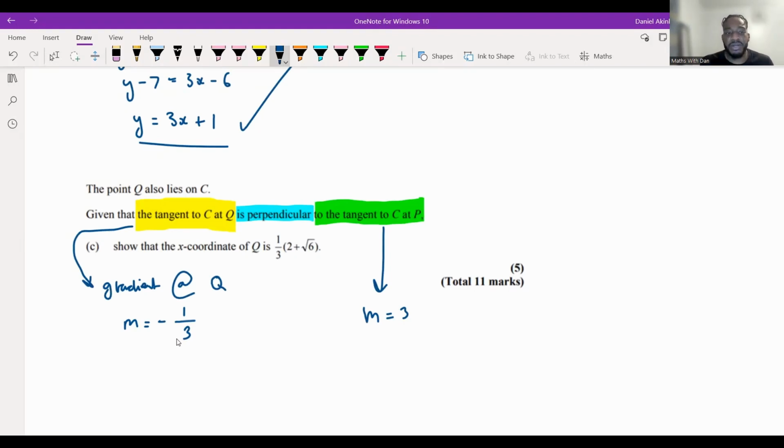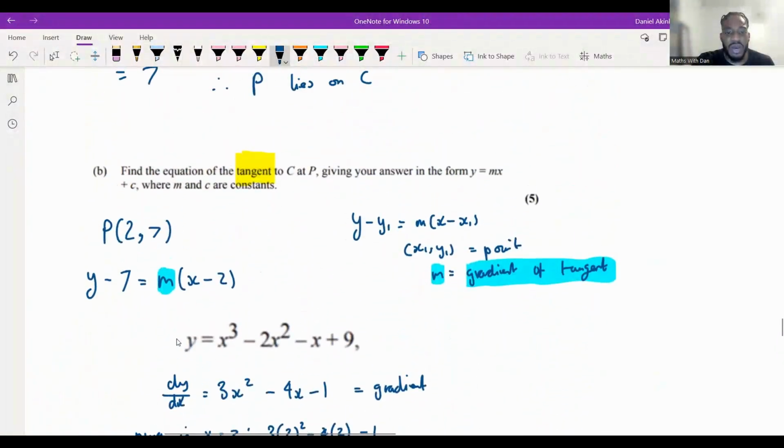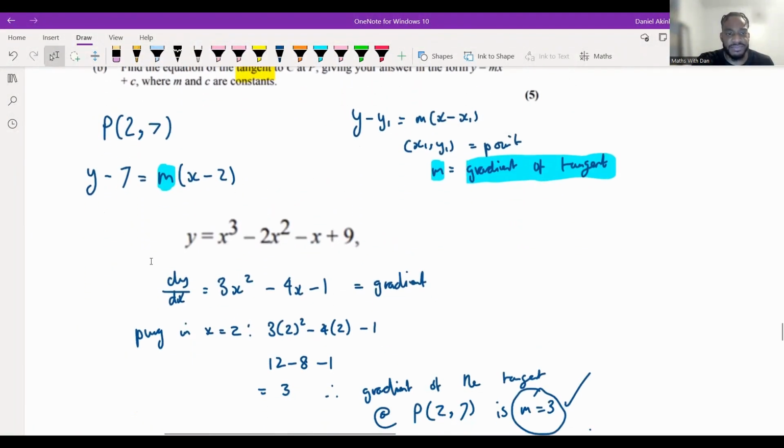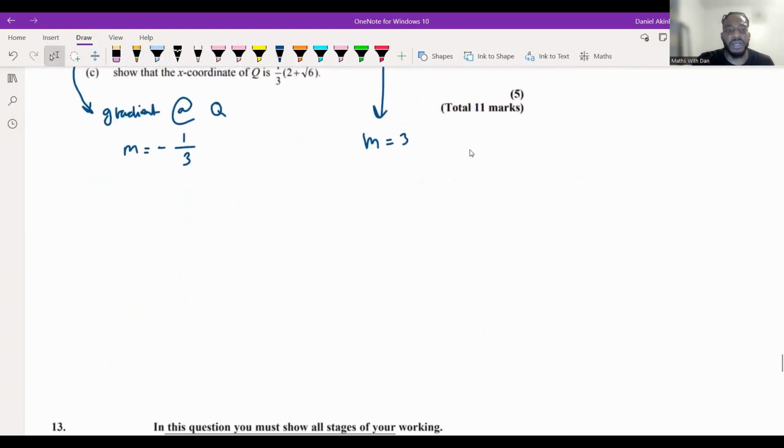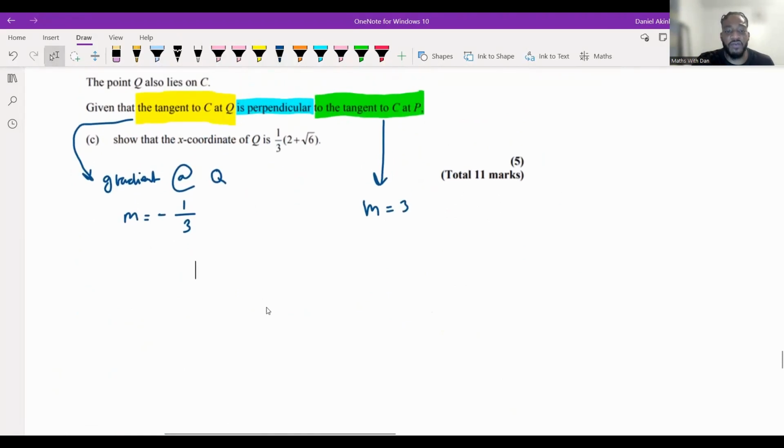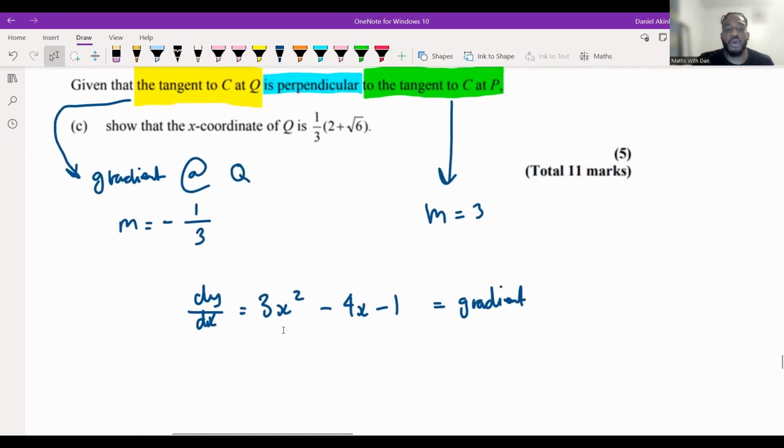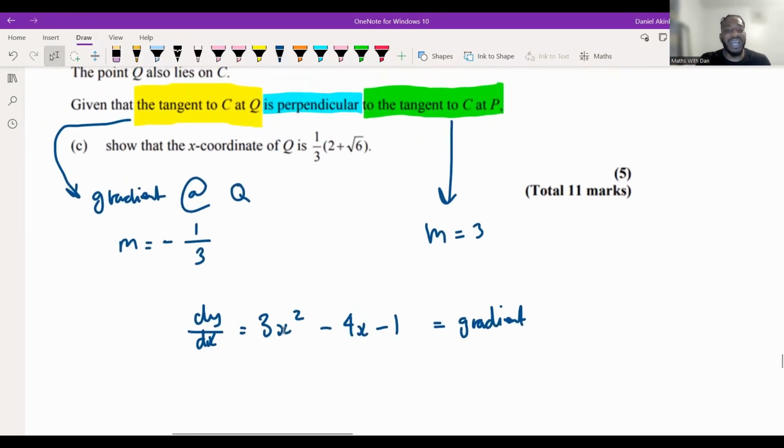Now, remember how dy dx works. We have a formula. Where was our dy dx? It was right here. I'm going to copy this here. Remember the context of this formula: you have an original function, you differentiate it, and then you get a formula which tells you the gradient at any point. So what we did beforehand is we plugged in x is equal to 2. When we plugged in x is equal to 2, this gave you a gradient of 3. That was what we did in part B.